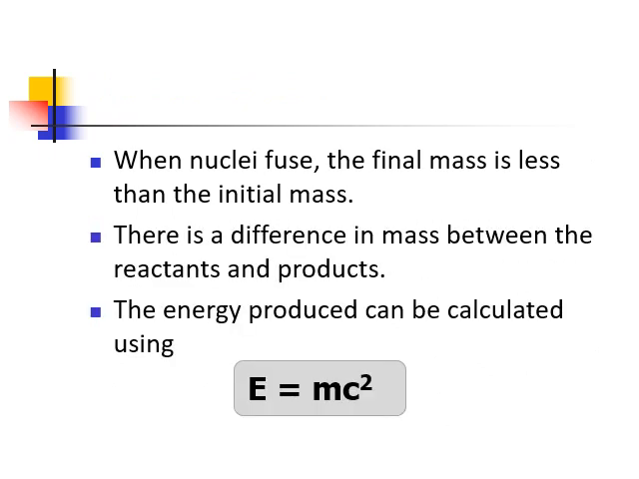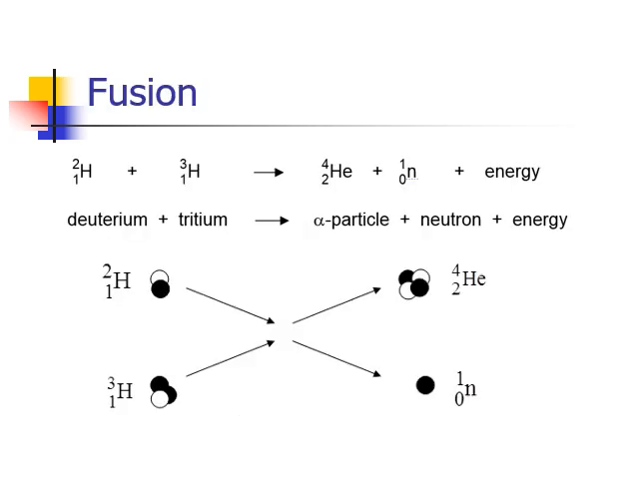So when they join together, the final mass is less than the initial mass. So there's a difference in mass between the reactants and the products. And again, the energy that's produced from this reaction can be calculated using E equals mc squared, where m is the difference in mass between the reactants and the products.